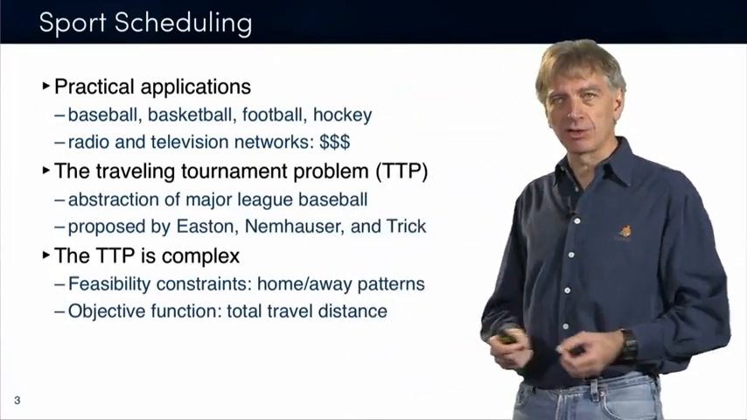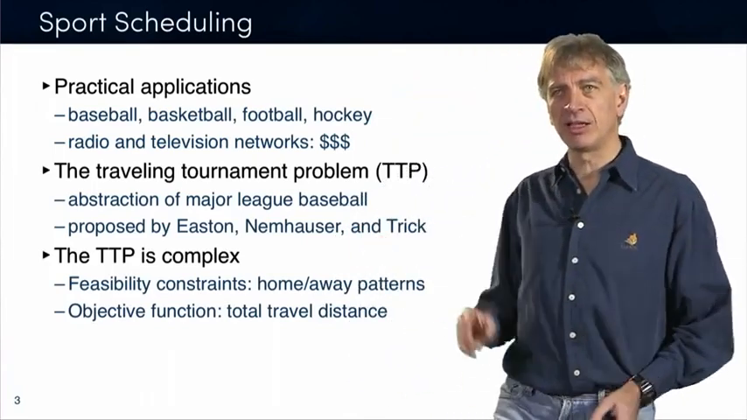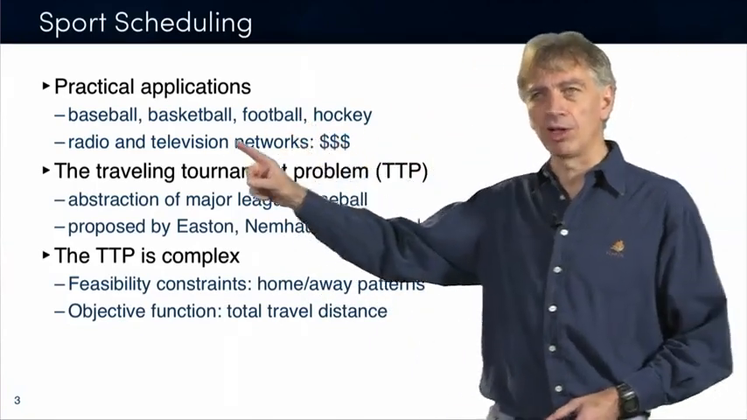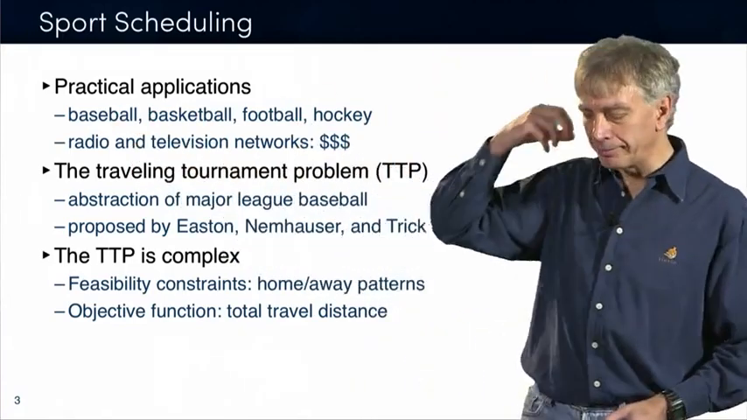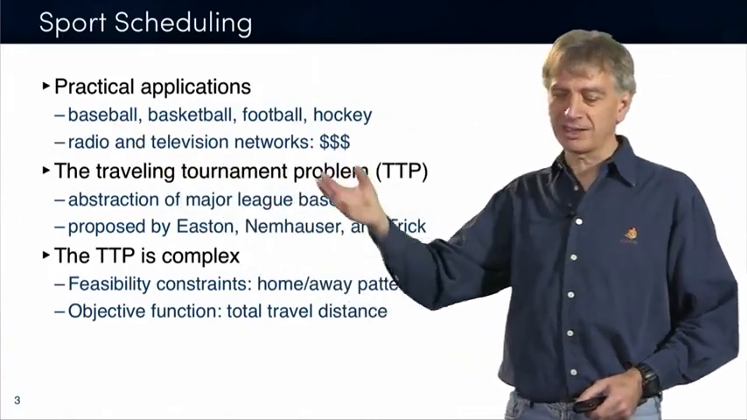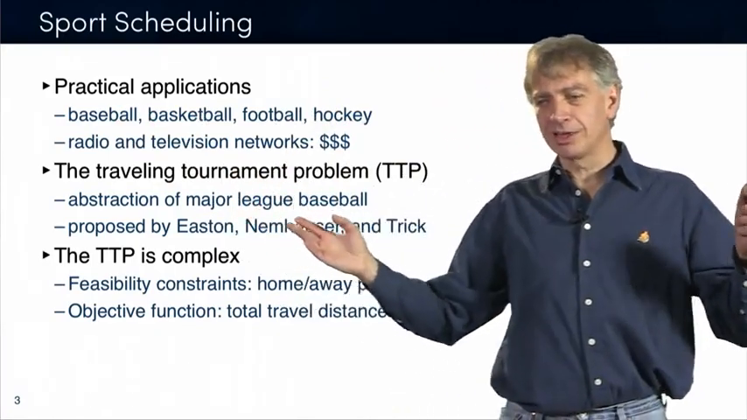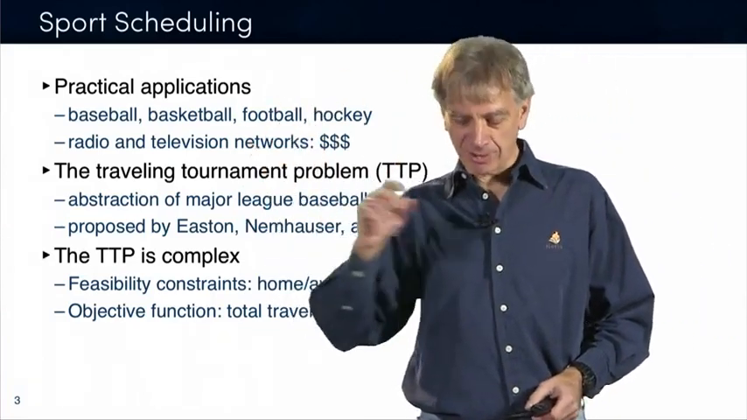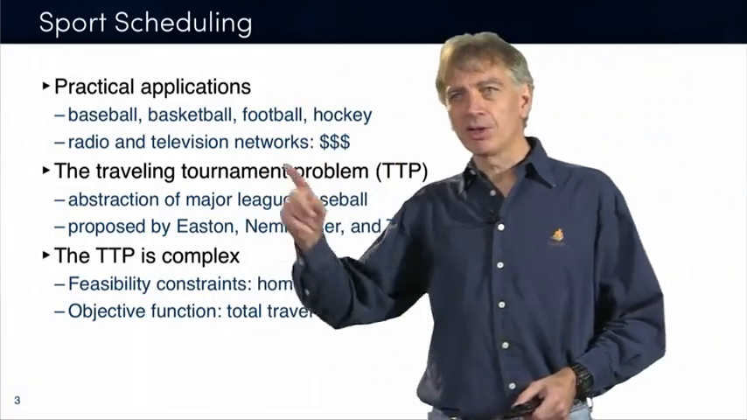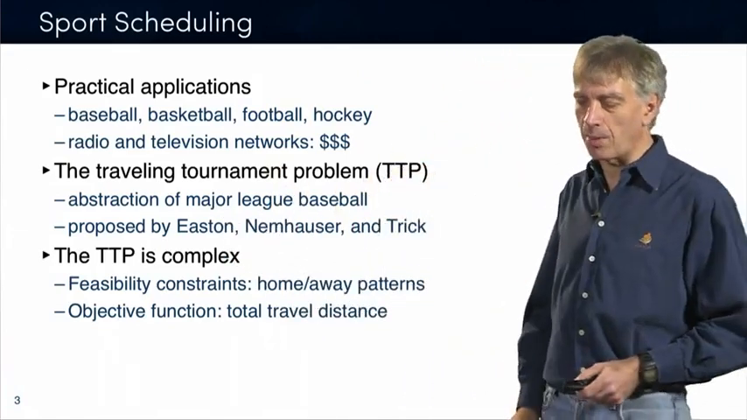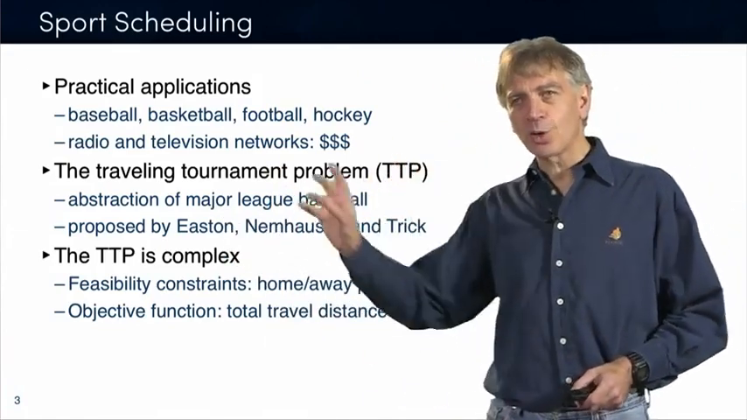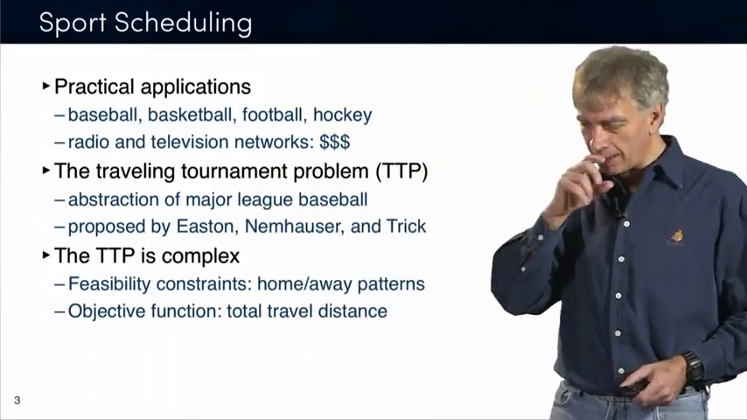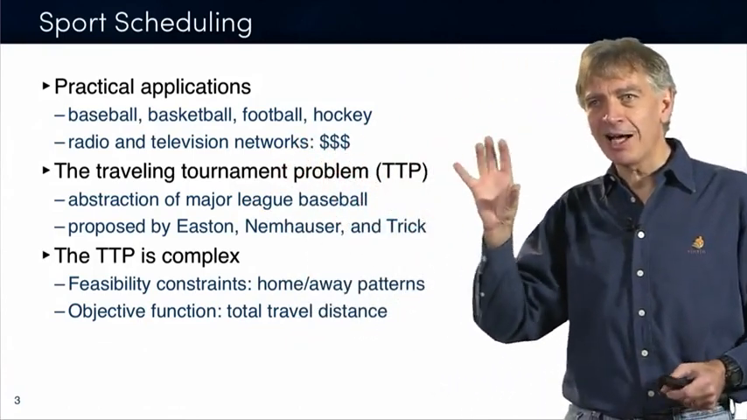Sports scheduling, as I told you at the beginning, is big business. Radio and television networks are willing to pay a lot of dollars, because a lot of the sports leagues now have very high revenue. In the US, we talk about baseball, basketball, football, and hockey. In other countries, you'll talk about footy and soccer and other things. But in all cases, it's a big business. What I'm going to talk about today is called the traveling tournament problem, TTP for short. It's an abstraction of Major League Baseball in the United States, which was proposed by Kelly Easton, George Nemhauser, and Michael Trick.